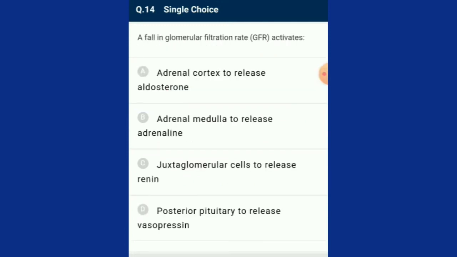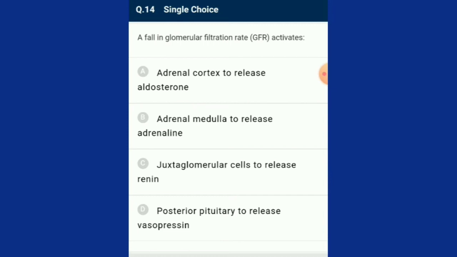Question number 14. A fall in glomerular filtration rate activates the juxtaglomerular apparatus, which operates the multi-hormonal renin-angiotensin-aldosterone system, commonly called RAAS. The juxtaglomerular apparatus responds to a decrease in blood pressure or blood volume in the afferent arterioles of the glomerulus and releases the hormone renin into the bloodstream.